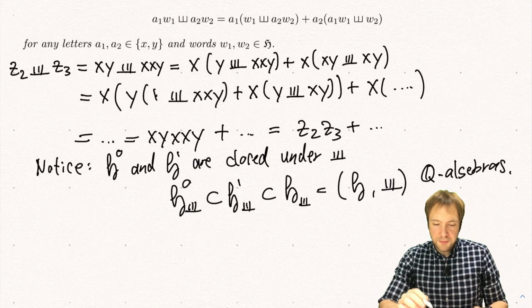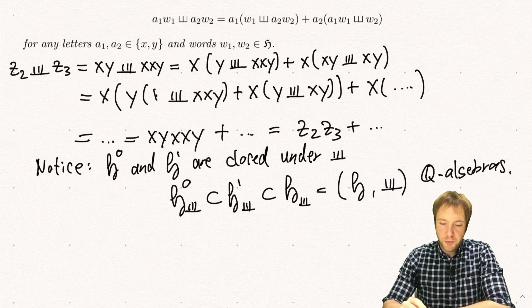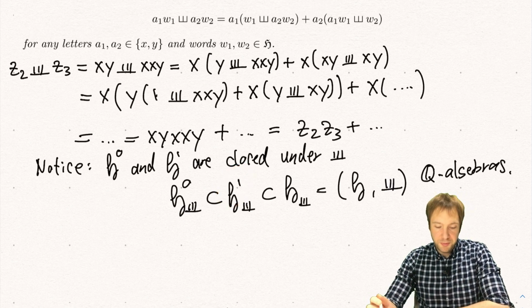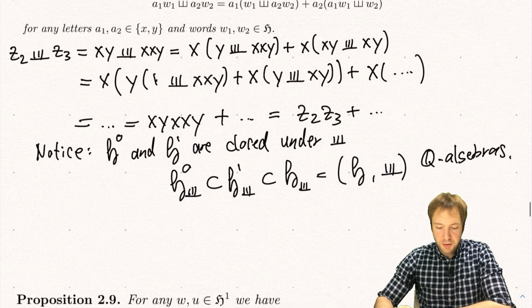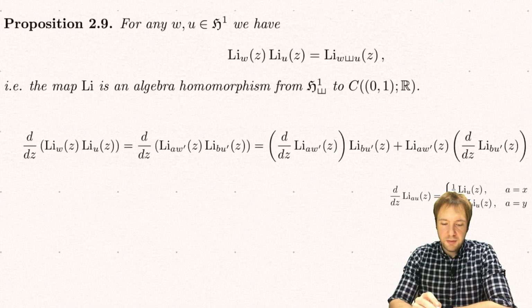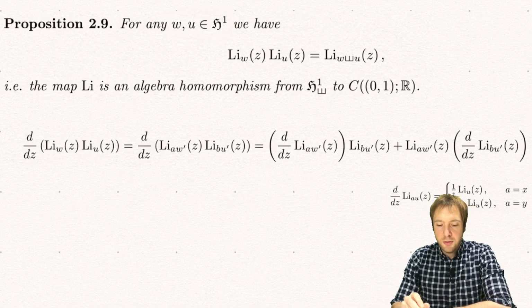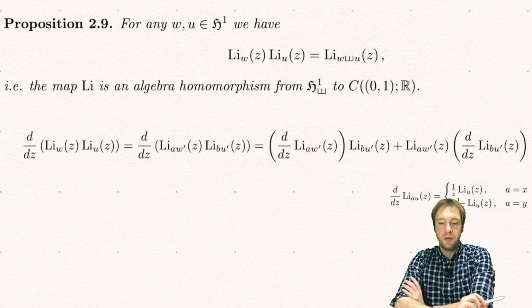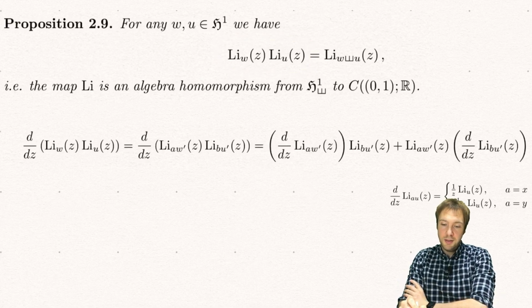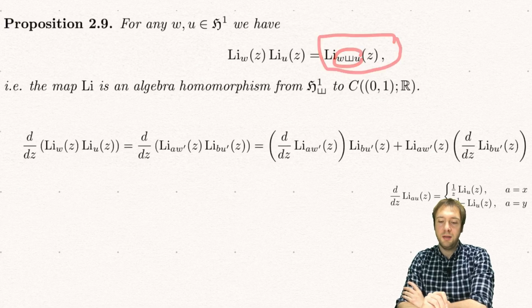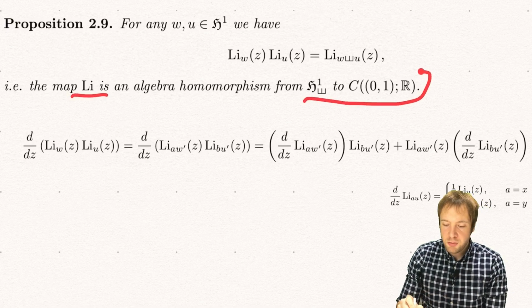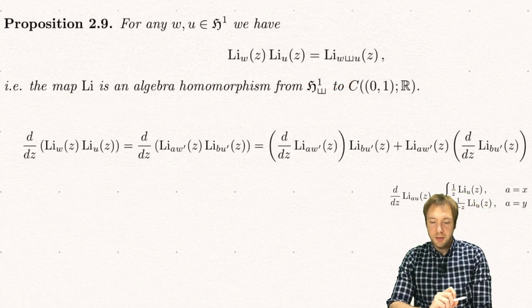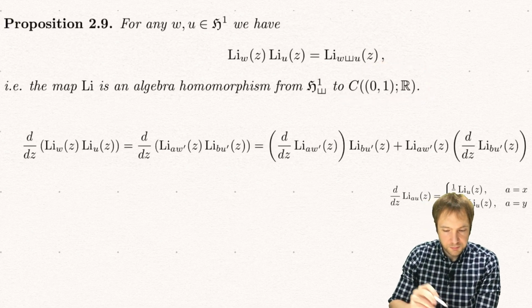Okay, now we had this map, the polylogarithm, which was a map from H1 to the continuous functions on (0,1). The statement now is that this is an algebra homomorphism with respect to this product here. So the precise statement is this: if I have two words in H1, then the product of two polylogarithms Li(W) and Li(U) is just the multiple polylogarithm of W shuffle U. In other words, this Li is an algebra homomorphism from H1 with the shuffle product to C(0,1) over R.